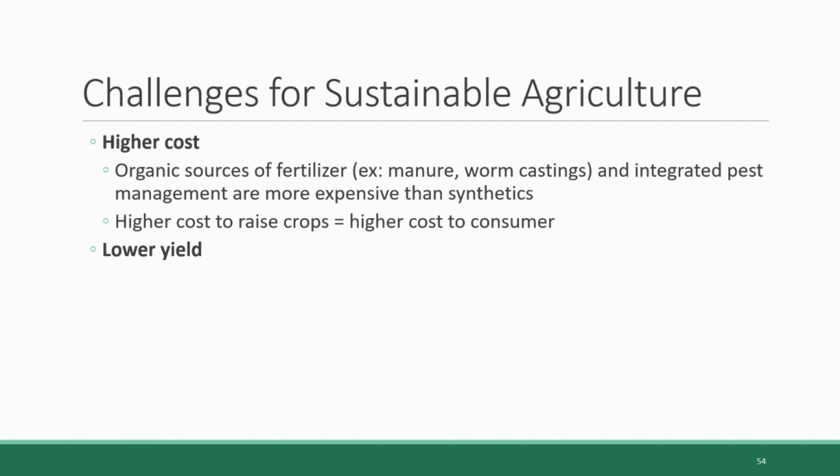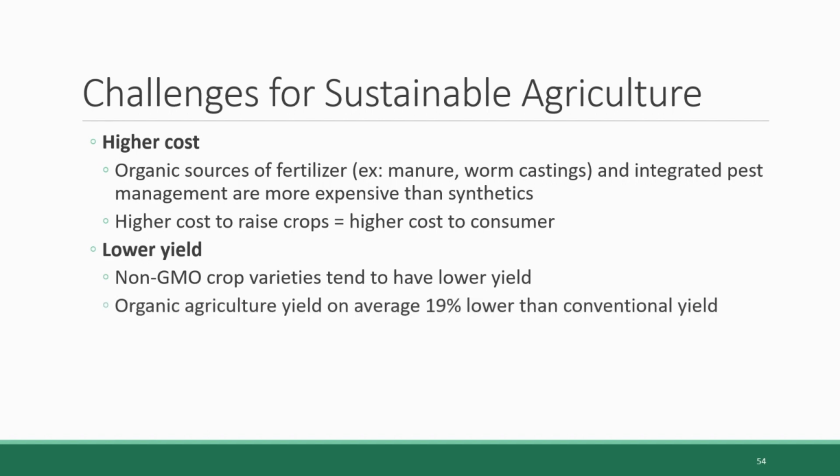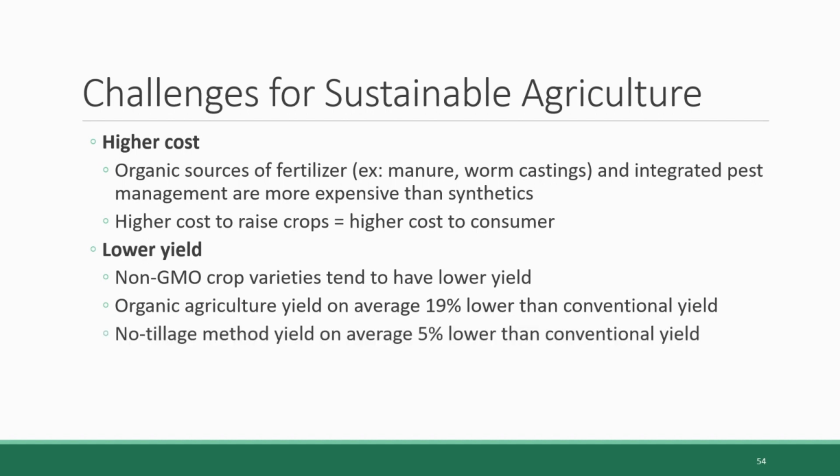Alternative agricultural practices also tend to generate lower yield. Non-GMO crop varieties generally have lower yield than GMO varieties, and for this reason and others, organically raised crops have been found to have, on average, 19% lower yield compared to conventional agricultural approaches. The no-tillage method, which is part of conservation agriculture, has also been found to produce a 5% lower yield on average compared to conventional agriculture. Nonetheless, alternative and sustainable agriculture are both still on the rise despite these challenges, which is a positive thing for both human health and environmental health and meeting those sustainability goals for our agricultural system in the country.